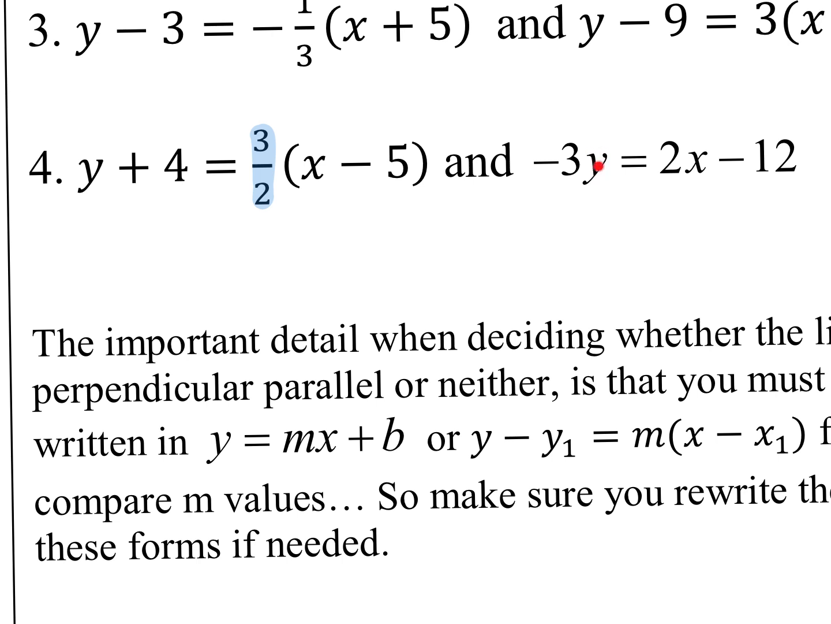As you can see, the y is not by itself. I need to get y by itself. I need to get rid of that -3 by dividing by -3 to get rid of that multiplication of -3 in front of the y. Divide everything by -3, and then you'll have your new slope-intercept form equation, y equals -2/3 x plus 4. And now you could see that the slope is -2/3, which happens to be the opposite reciprocal of that slope over there. That's why they're perpendicular.